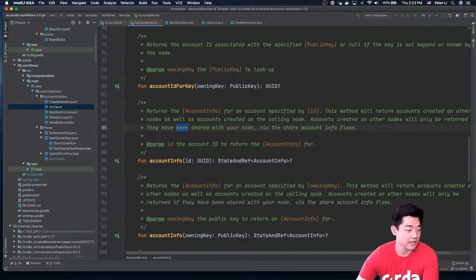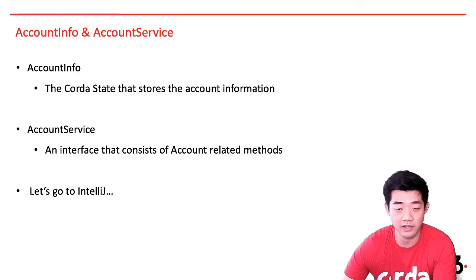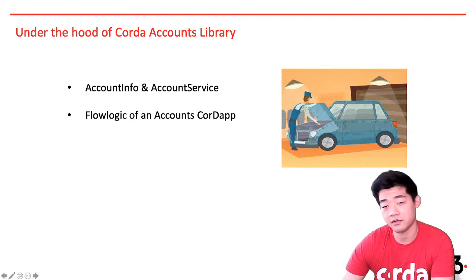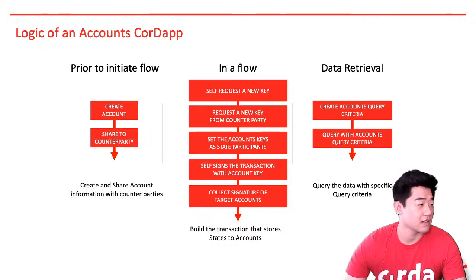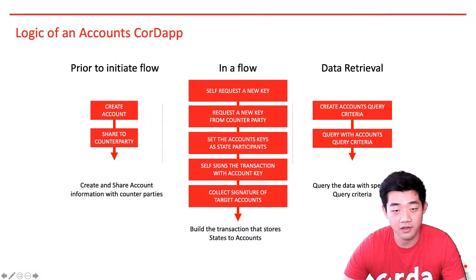Sure. Right now, let me switch back to the presentation because I want to show you guys a slide on the flow logic of a typical accounts CorDapp. So right now we see three parts of the logic of an accounts CorDapp. We have prior to initiating the flow, then the middle part is the inside of the accounts-relevant flow, and the last section is on data retrieval.